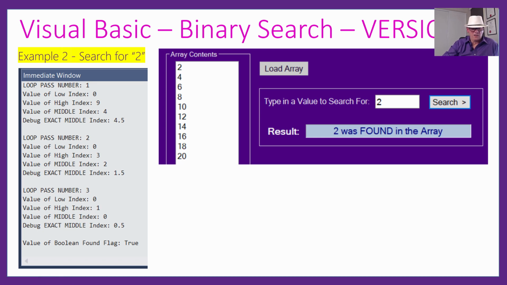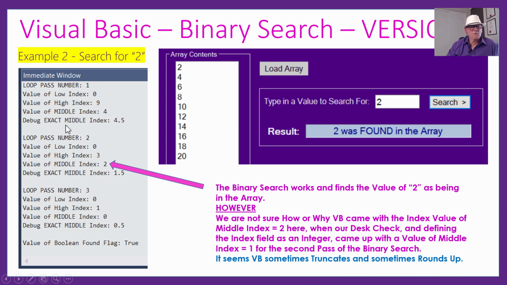When we get to loop pass 2 though, something a bit strange happened, because when we were doing the manual working earlier in this video, we added together 0 and 3 and got 1.5, and then we just dropped the 0.5 off and made it 1 for our index position. But Visual Basic hasn't truncated there, it hasn't dropped it off, it's actually gone, oh, 1.5, I'm going to round that up to 2 and make the middle index 2.